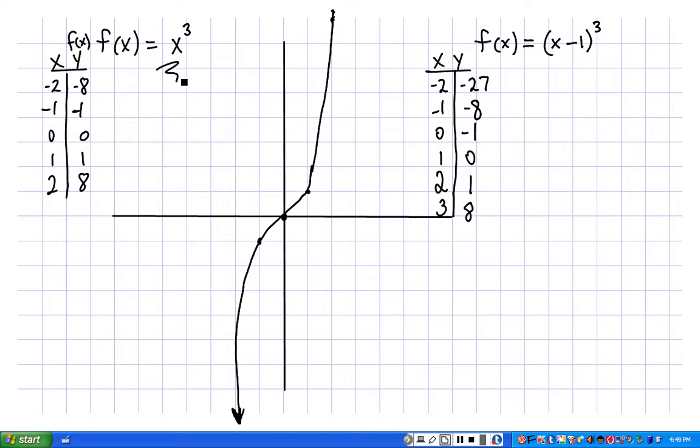Now if we plotted these, I'll skip this point and I'll stick with these here. So my -1, -1, and I'll change color. -1, -8 goes here. 0, -1, 1, 0. Wait a minute. 0, -1. Uh-oh. That's wrong. Take that off.